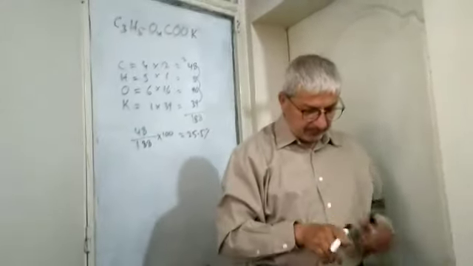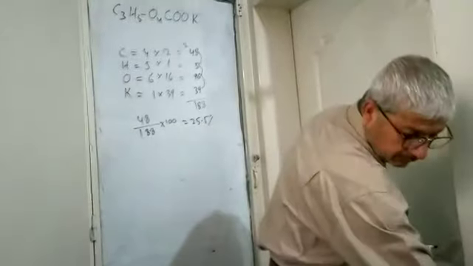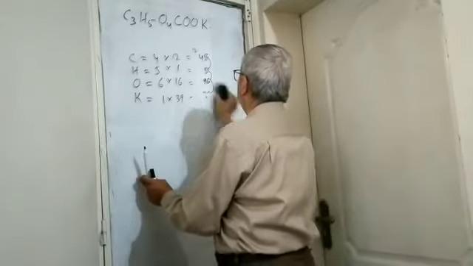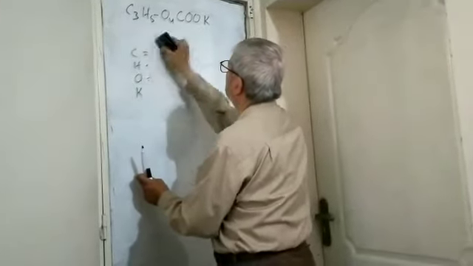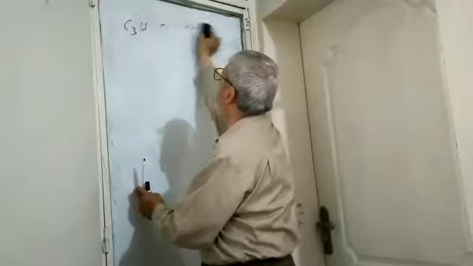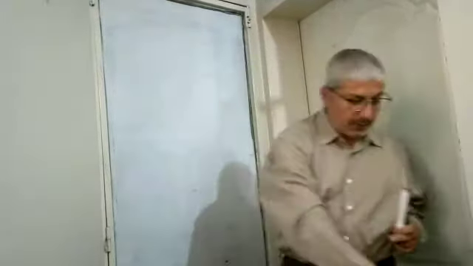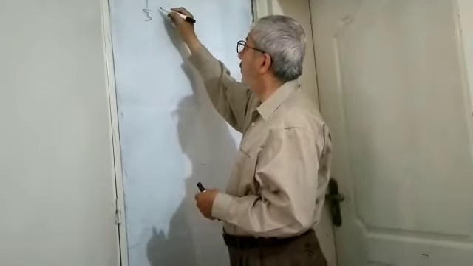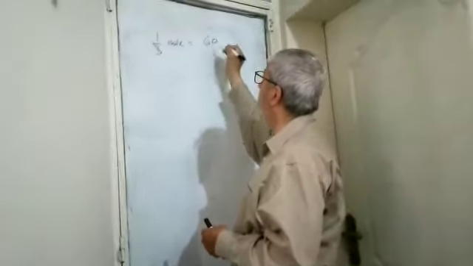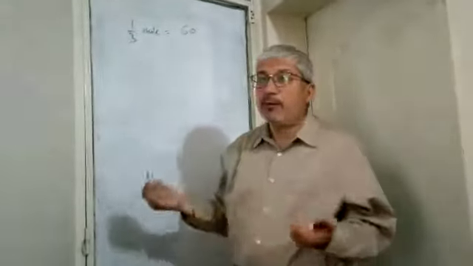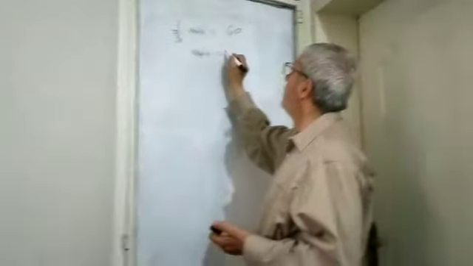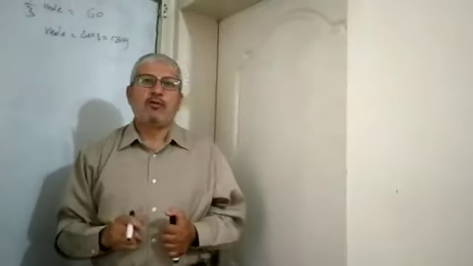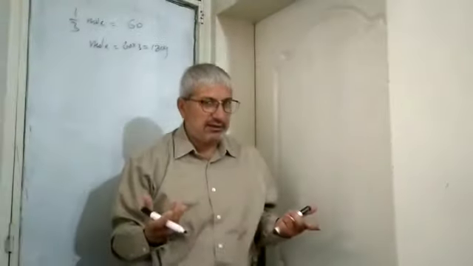Next one. 1/3 of a mole of glucose has a mass of 60 grams. The empirical formula of glucose is CH2O. What is the molecular formula of glucose? Okay, now they are giving you the trick part that 1/3 of a mole is equal to 60 grams. What will be the 1 mole? Mole will be 60 multiplied by 3, which is equal to 180 grams. So 1 mole of that substance is 180 grams.